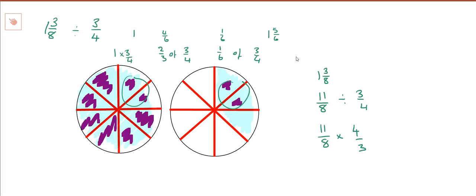So 44 over 24. Does anything simplify? Anything on the top, anything on the bottom. So the 4 will go into 4 and 8, giving 1 and 2. That's 11 over 3 times 2, so 11 over 6, which is 1 and 5/6. Well done.